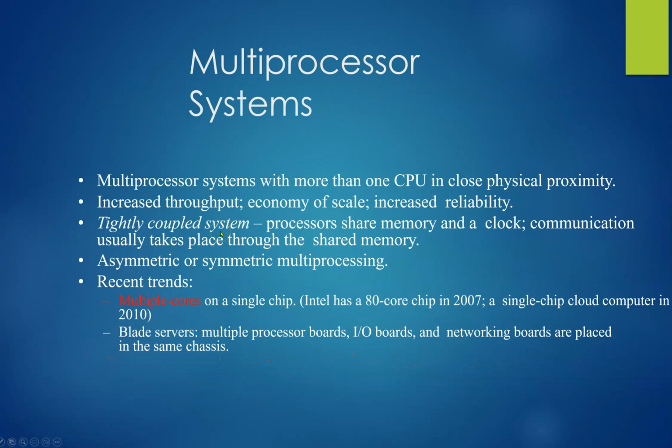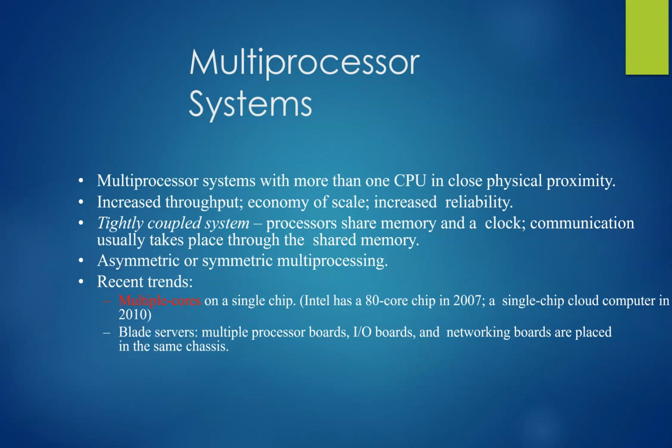Multiprocessor systems with more than one CPU in close physical proximity have some different challenges. Increased throughput, economy of scale, increased reliability. You have tightly coupled systems. Processors now share memory and a clock. Communication usually takes place through the shared memory. Multiprocessors don't always have physical processors. They can actually use cores now, which are multiple processors on the same chip. There are two types of multiprocessing, which we'll talk about later: asymmetric or symmetric multiprocessing.